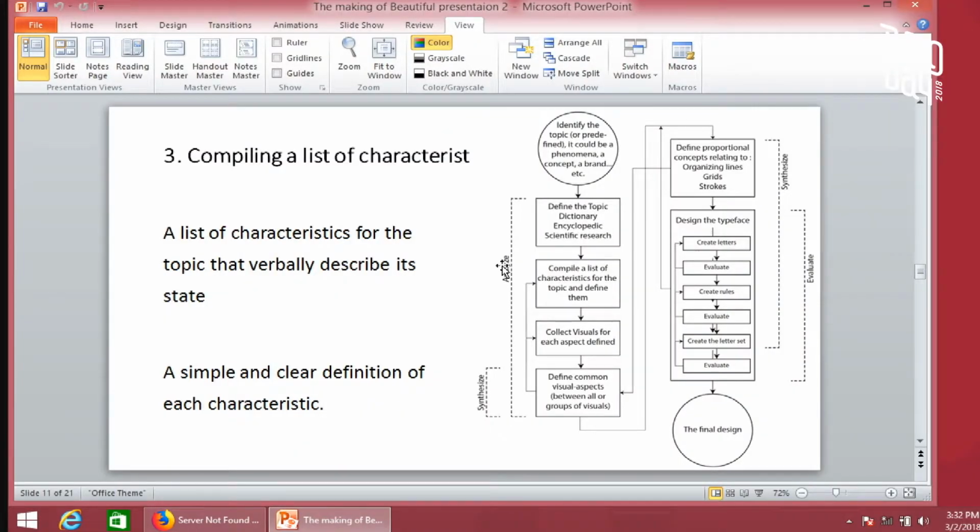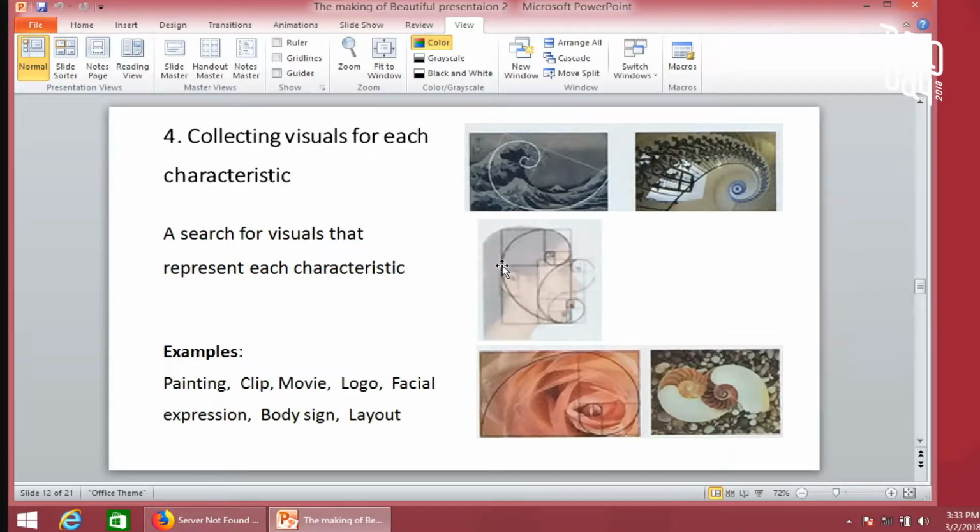The third step is compiling a list of characteristics, which means the characteristics that they should extract from the main topic. They have to verbally describe the set of characteristics that presents the main topic. Then they have to collect visuals for each characteristic using internet images, whatever they want to use to describe their verbal characteristics and to transfer them into images.